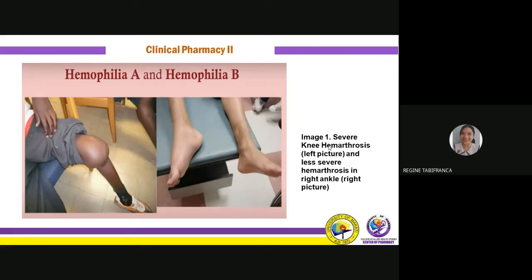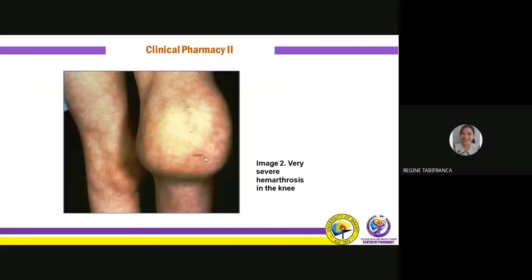For this image, the left picture shows severe knee hemarthrosis, and the right picture, of his foot, shows less severe hemarthrosis in the right ankle. And this one is very severe hemarthrosis in the knee.